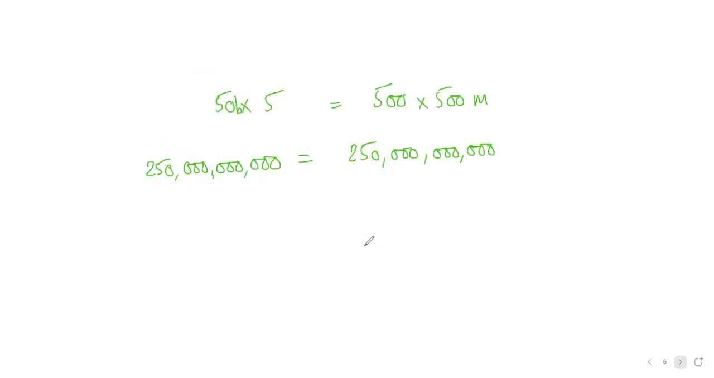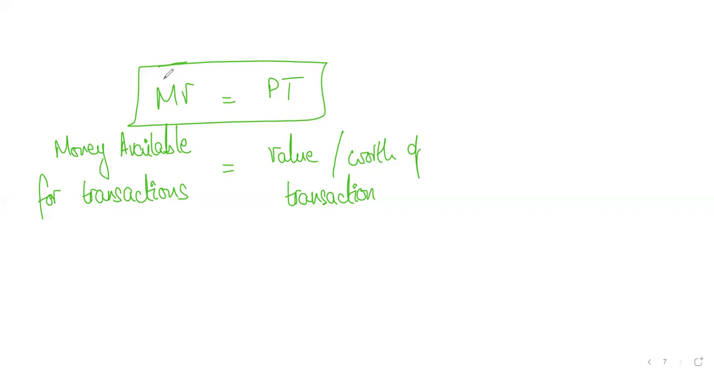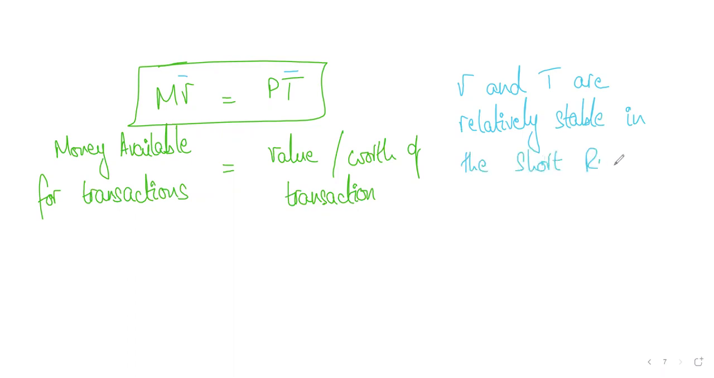Now, the person who developed the quantity theory of money said, listen to this carefully, that in the short run, V and T are relatively stable. V, which is velocity of circulation, and T, which is the number of transactions, are relatively stable, which means they don't change their value frequently. So in the short run, the value of V and the value of T are stable.